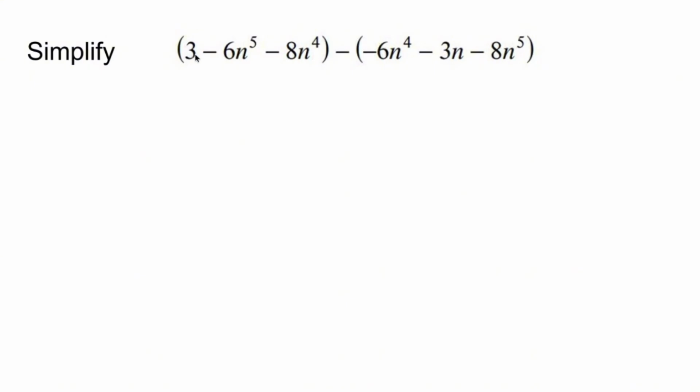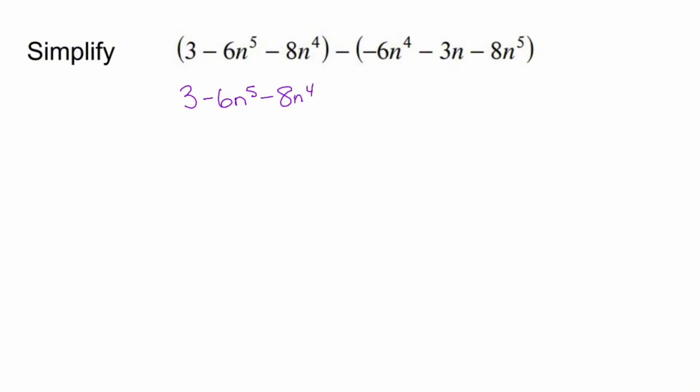Simplify (3 minus 6n to the 5th minus 8n to the 4th) minus (negative 6n to the 4th minus 3n minus 8n to the 5th). That first set of parentheses has nothing in front of it. So if all you have is nothing or just a plus sign in front of the parentheses, you don't need the parentheses. Let's get rid of them.